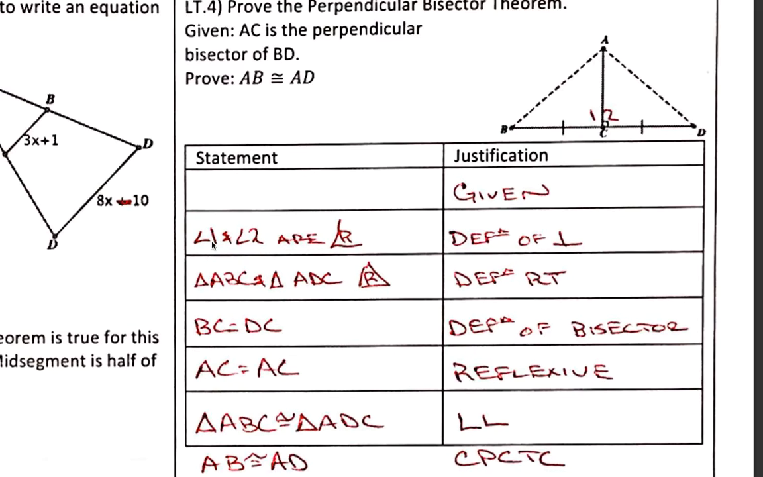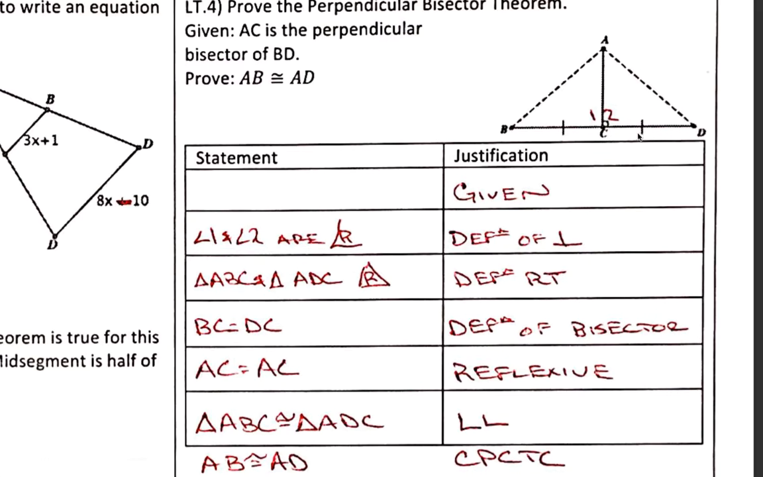So the first thing I do is I say that angle 1 and angle 2 are right angles by the definition of perpendicular. That's given to us right here. And that allows us to say that the triangles are right triangles. Now that I've got that taken care of, I have clearly stated that they're right triangles. I can go ahead and say that BC is congruent to DC, and that's by the definition of bisector, not angle bisector, just bisector. It's perpendicular bisector.